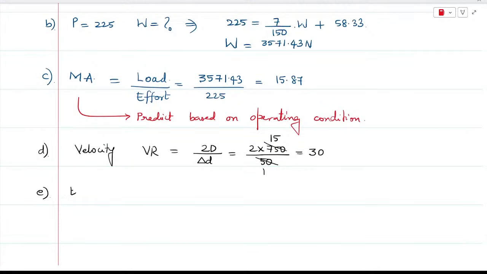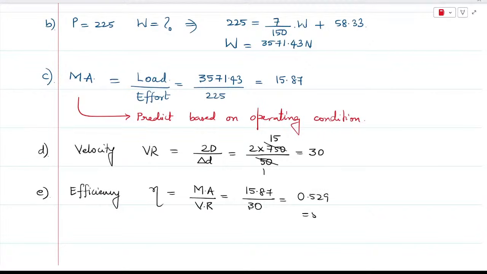Next is efficiency. Efficiency is equal to mechanical advantage divided by velocity ratio, that is 15.87 divided by 30. So in that case, the efficiency will be slightly greater than 50%. It is 0.529, which is 52.9% efficiency.